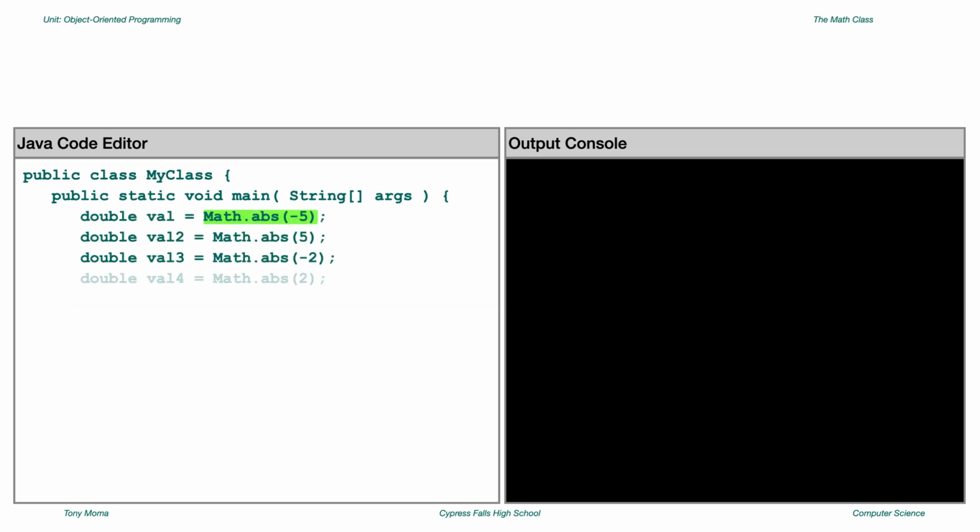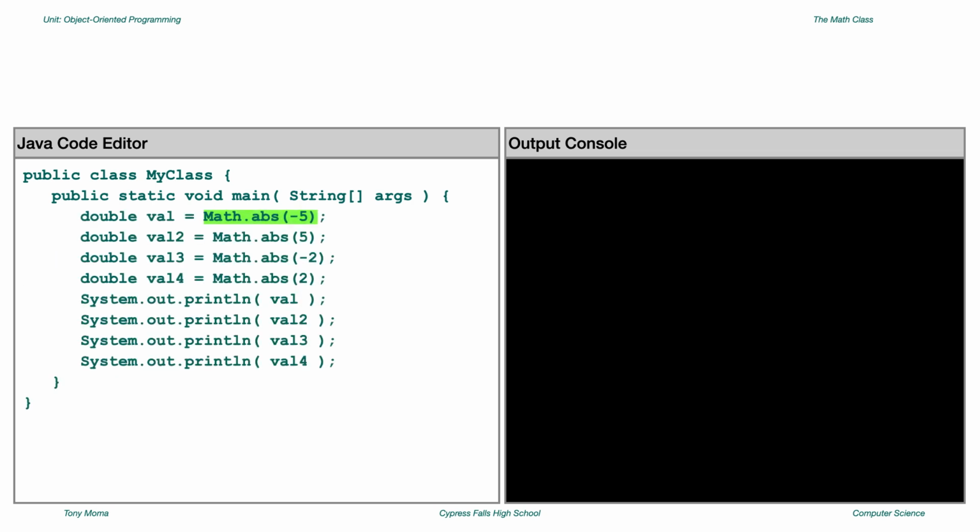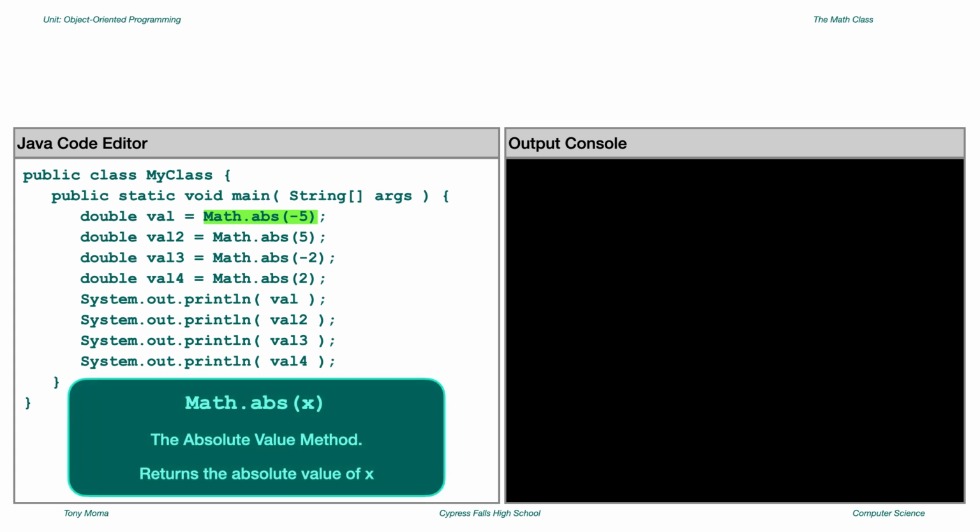Now let's discuss commonly used static methods from the Math class. The first one being Math.abs, known as the absolute value method. This returns the absolute value of x. Or in other words, if the parameter is already positive, then it returns the parameter. If the parameter is negative, then it'll return the positive value of that parameter. So when we output these four values to the screen, the absolute value of -5 is 5, the absolute value of 5 is 5, the absolute value of -2 is 2, and the absolute value of 2 is 2, and so on and so forth.